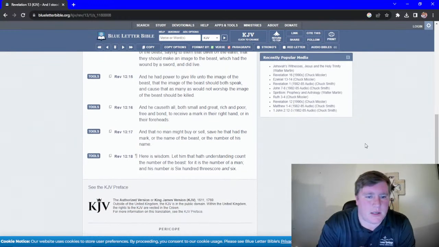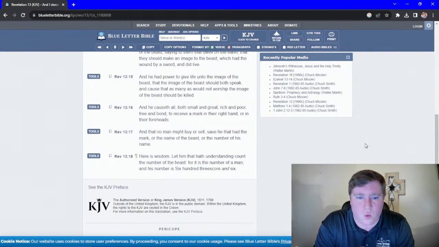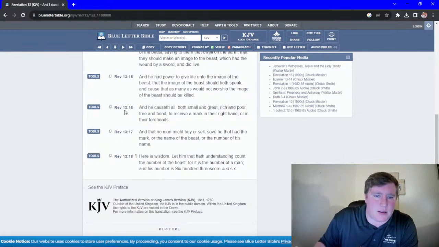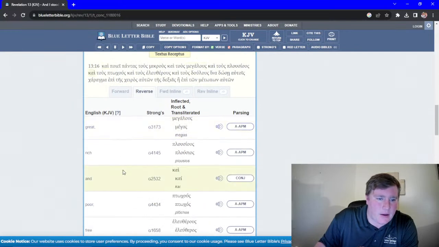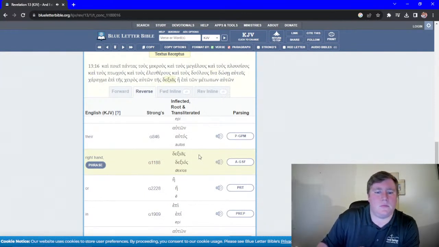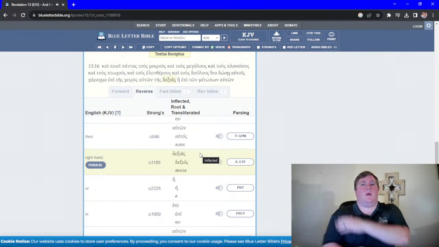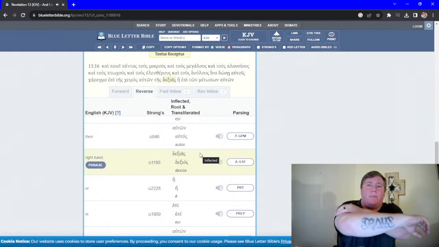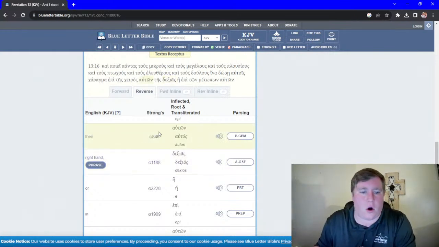Now, let's go to 16. "And he causeth all, both small and great, rich and poor, free and bond, to receive a mark in their right hand or on their foreheads." What does that mean? I know the King James Version says "in," but the better translation from what we know would be "on the right hand." Let's look at that right here. The word hand, right? That's dexios, Strong's G1188. So that's the right arm. That's not just the hand, that's the entirety of the arm, right?